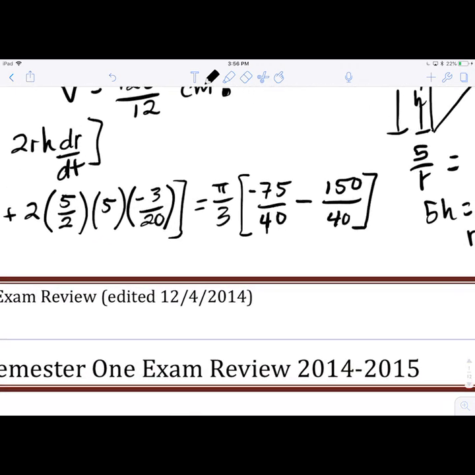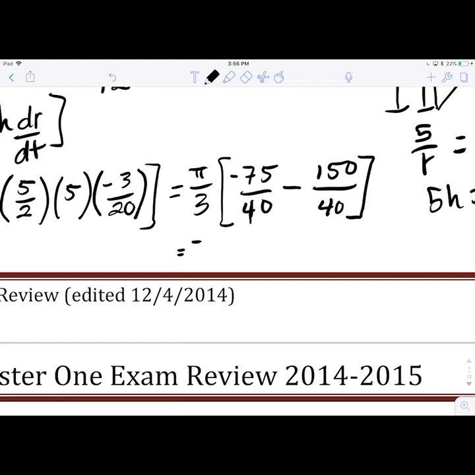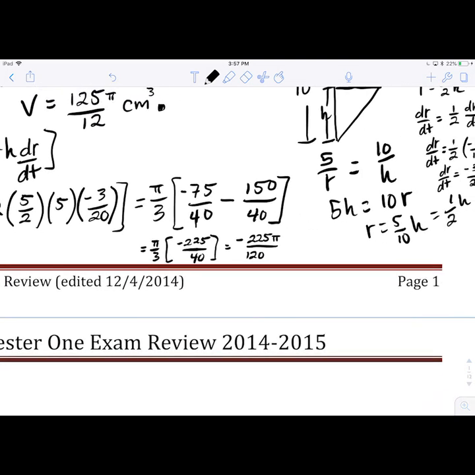All right, so I can do the brackets. Negative 75 minus 150. Don't rely on your mental math. Actually do it on a calculator, okay? So we get negative 225 pi over 120, because 3 times 40 is 120. Let's see if that reduces. It looks like it might, and it does. It reduces to negative 15 pi over 8.